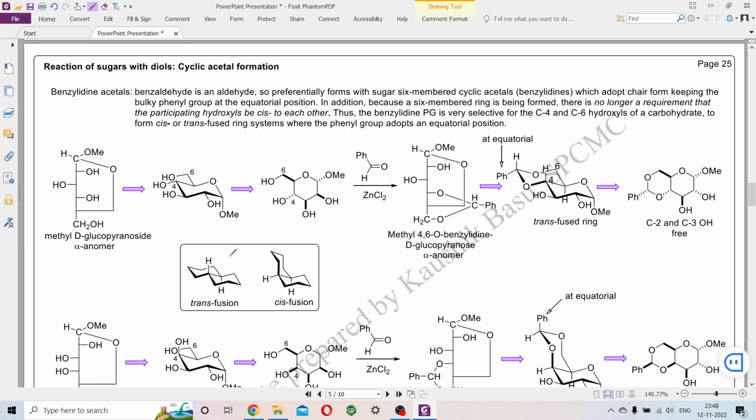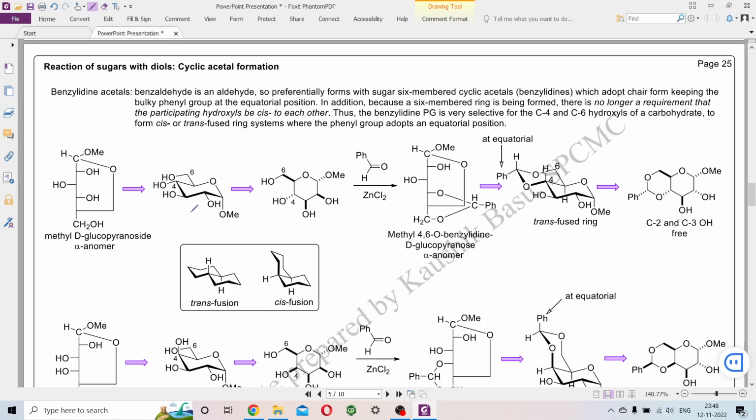Therefore this requirement that you need a cis arrangement of the two 1,3 hydroxyls is not valid anymore. So what about we do the reaction on glucose? We have taken the glucopyranoside, which is the alpha anomer here, and therefore let us check where do we get the 1,3 relationship and where can we form the 6-membered ring acetal.